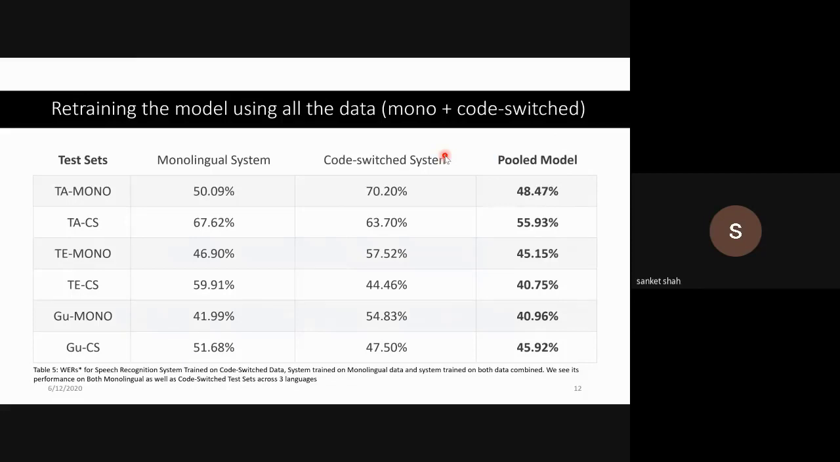In this pooled model, what we do is, we just combine all the data we have, whatever monolingual data we have and the code switch data, and train the system as it is to see what is the performance. And interestingly, we see that the pooled model actually performs better across all the languages and across monolingual as well as code switch test sets. So it's better than individual monolingual systems or individual code switch systems. So we treat this pooled model as our baseline, and we try to improve this pooled model's performance on code switched audios in further experiments.